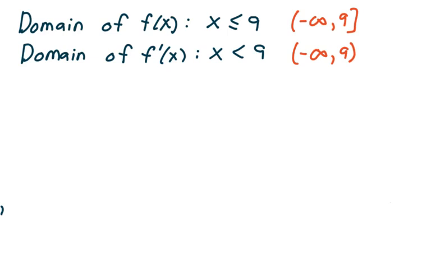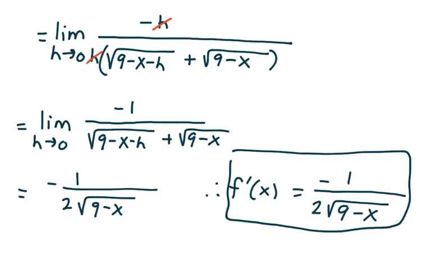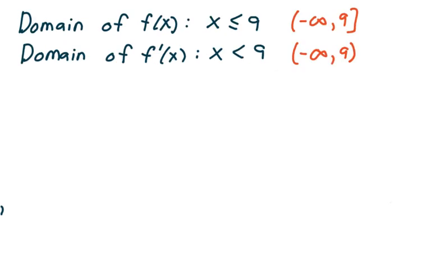The domain of f prime of x is the set of all x where x is less than 9. And the interval is negative infinity to 9, and it's not including 9. And it's not including 9 because I don't want division by 0. If I replace x with 9 in f prime of x, I have division by 0. That's bad. And so this is the domain for f and f prime. Right here and here.